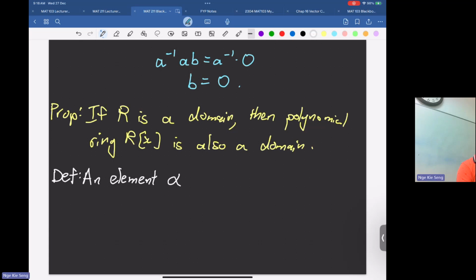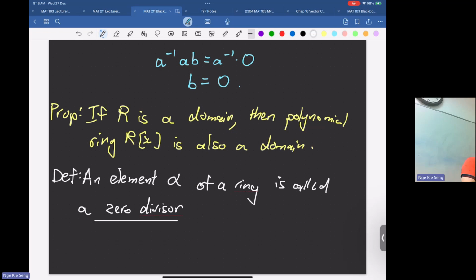Next. An element alpha of a ring is called a zero divisor. What does a zero divisor mean? From these two words, can you guess? Zero divisor. Meaning what? You can divide 0. Normally, dividing by 0 is undefined. If you divide the 0, you should get 0. But this zero divisor divides something non-trivial for you.